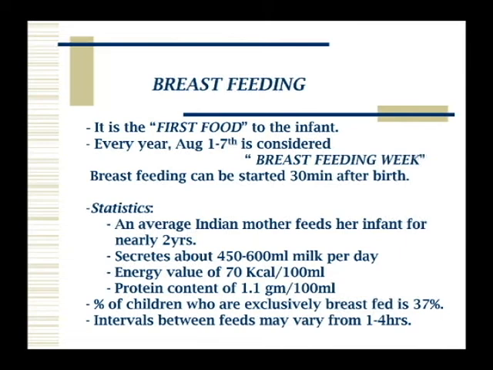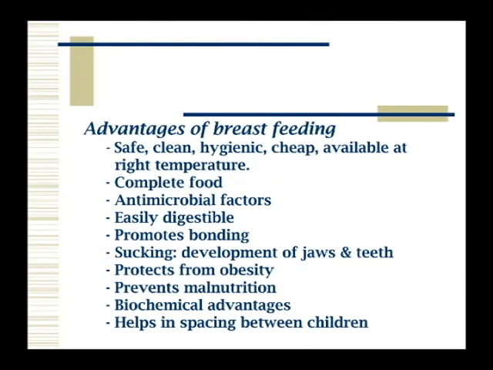Coming to statistics, an average Indian mother feeds her infant for up to 2 years. She secretes about 450 to 600 ml per day. Energy value is 70 calories per 100 ml. Protein content is 1.1 gram per 100 ml. The percentage of children who are exclusively breastfed is 37%. Intervals between feeding may vary from 1 to 4 hours. But the most important of all these points is exclusive breastfeeding. Breastfeeding should be exclusive for the first 6 months as per the WHO.